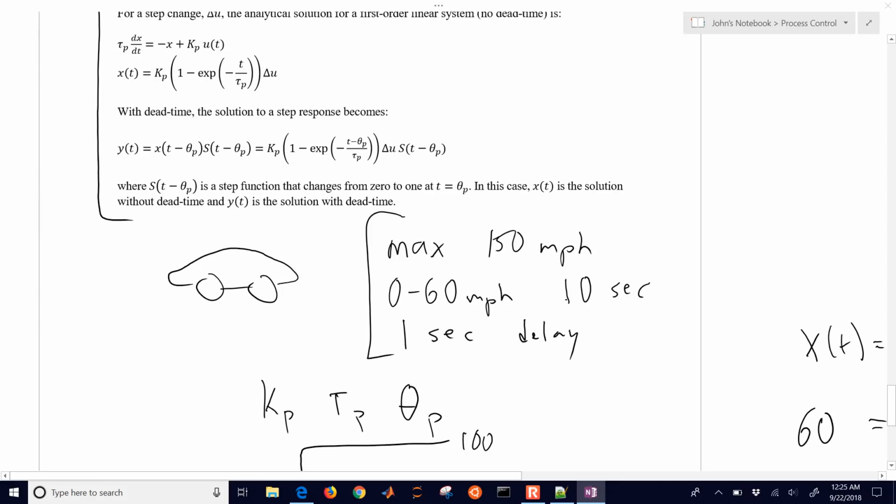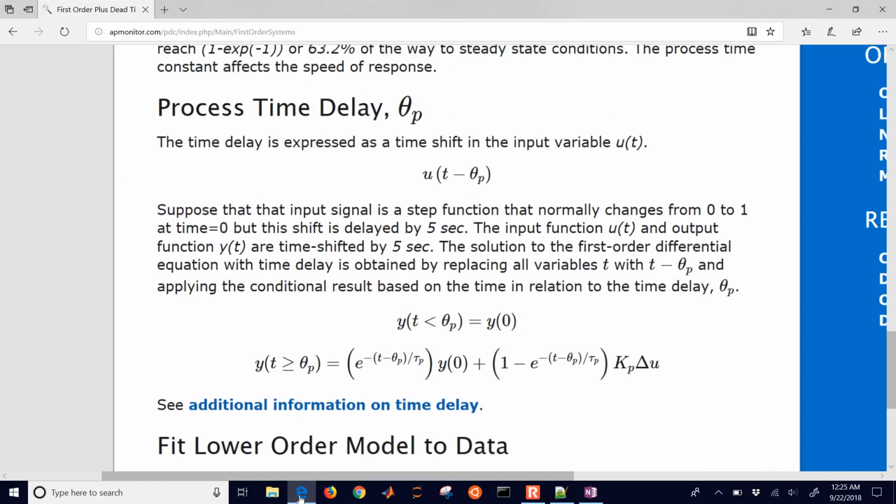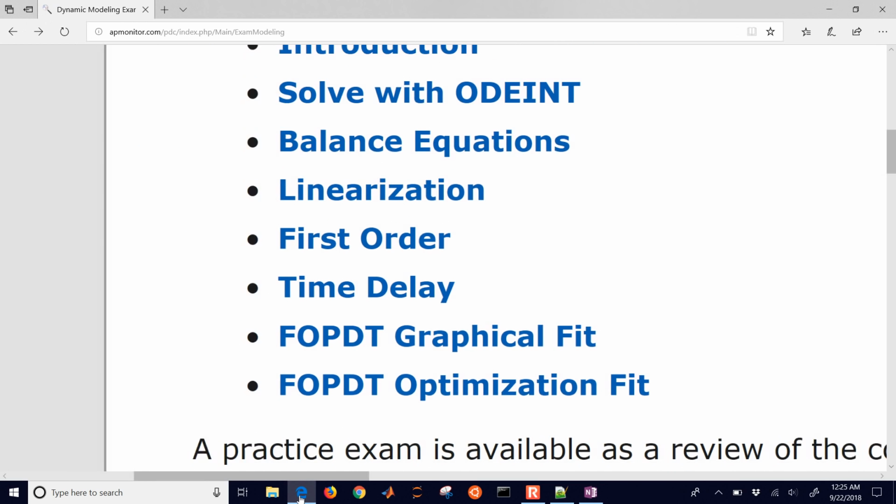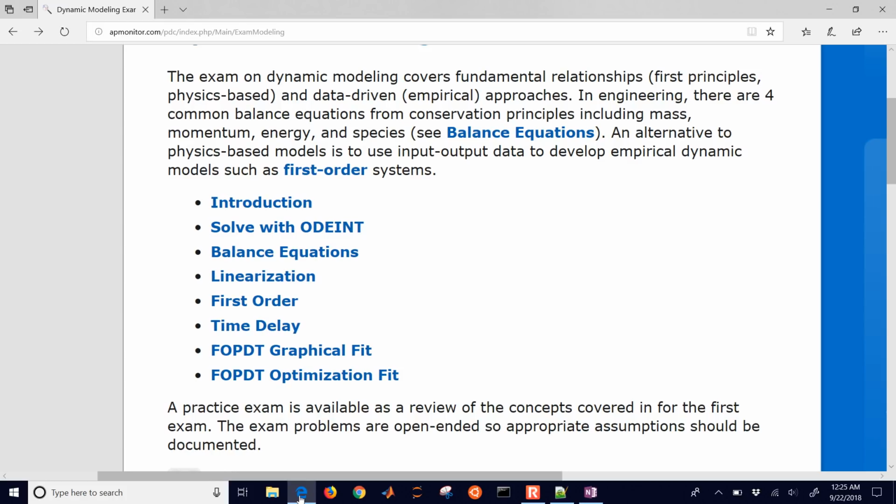Okay, again, come back to this review. There's a lot of other material there, a lot of videos and example problems that you can review as you prepare for this exam, and good luck.